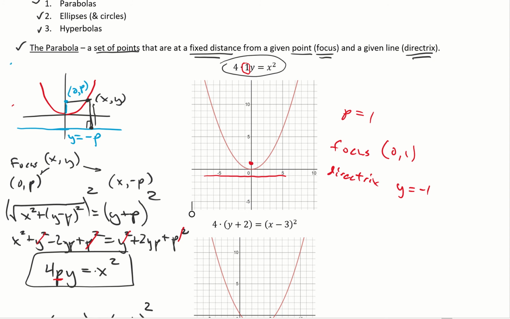And what's really cool about parabolas is when light rays come in and bounce, if they're going parallel to the axis of symmetry, they all bounce to the focus. Okay, it's got that geometric property.